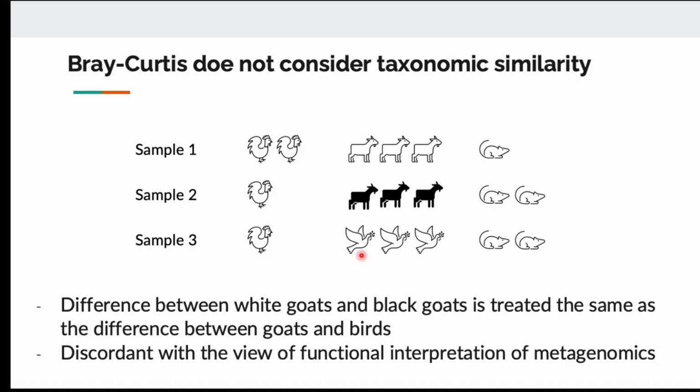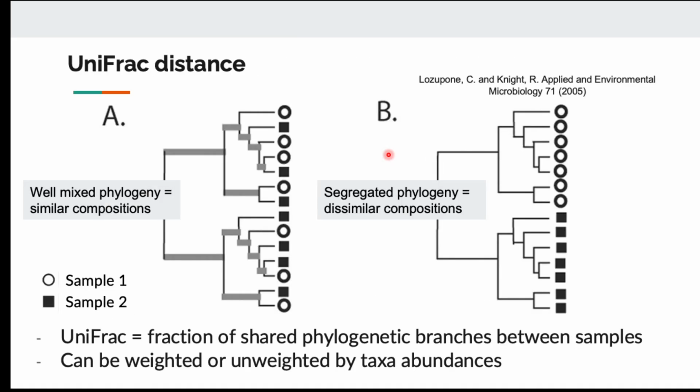Even if you have closely related bacteria, as long as in your data they are called different genus or different species, Bray-Curtis is going to treat them as completely different. So that's a limitation. So what can you do better? There is another metric called UniFrac distance, and this is based on phylogeny.